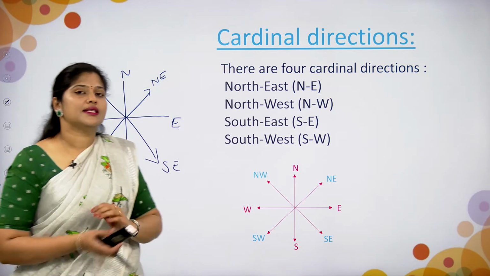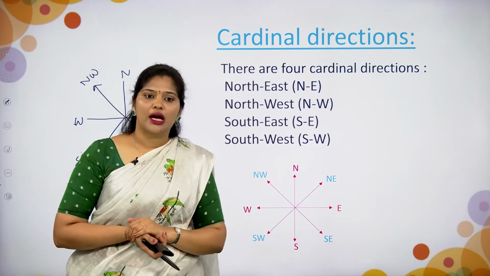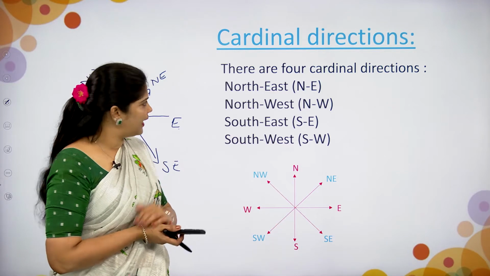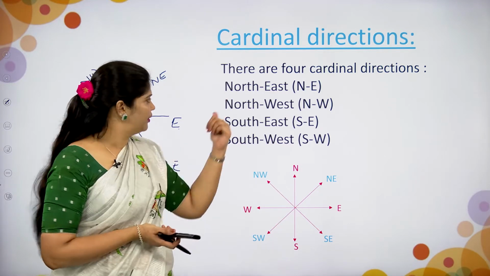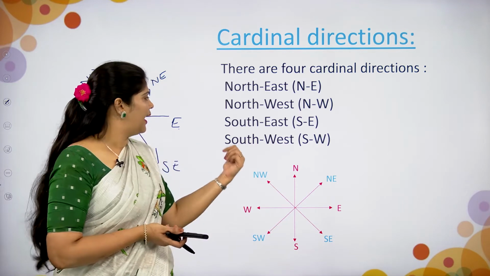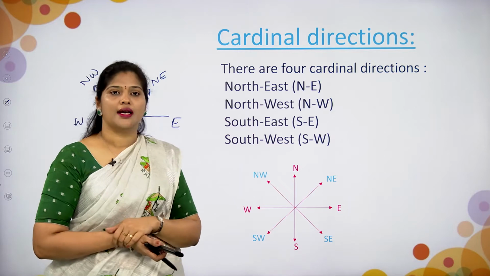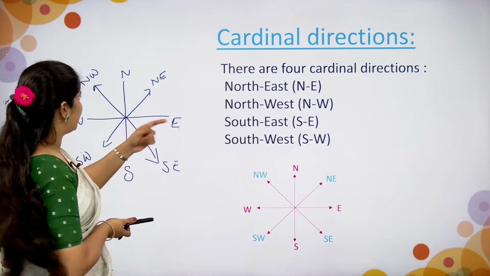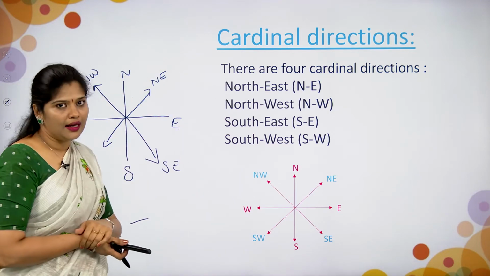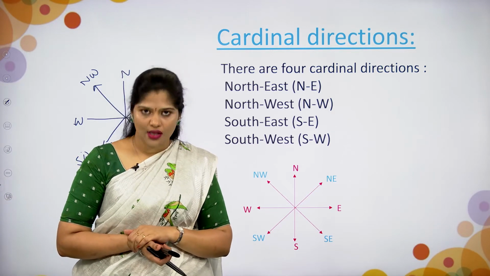Okay, what are cardinal directions? Tell me children. There are four cardinal directions: northeast corner, northwest corner, southeast corner and southwest corner. These four are cardinal directions. Where are they? They are in between the directions east, west, north and south.